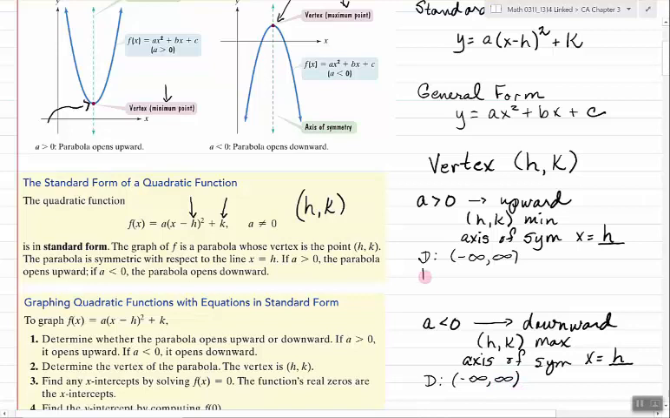But the range. This is really quite logical, but the range, remember, it's y values. If this is opening upward, and this is the vertex, h comma k, then the lowest y value is k, and the highest y value is infinity. So the range will be from k, comma, to infinity.